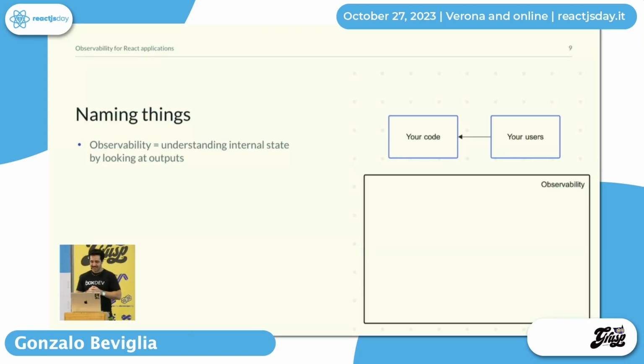So there are 4 key concepts one needs to understand when talking about observability. Observability itself is about understanding the internal state of a system by looking at its outputs. I'll give you two examples. It is also, before the examples, concerned with understanding what is happening inside the system itself and predicting how it will behave in the future.